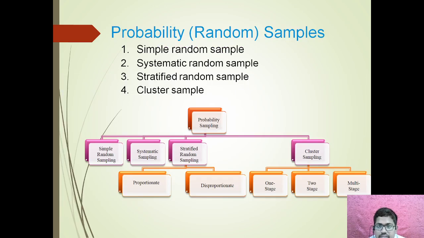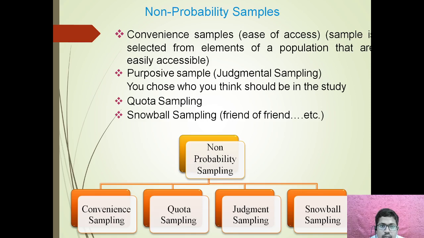Okay, let us see probability sampling. This is random sampling. Here we are seeing simple random sampling, systematic random sampling, stratified random sampling and cluster sampling. In stratified, there are proportionate and disproportionate; whereas in cluster, there are one stage, two stage and multi-stage. Let us see them one by one in the further slides.